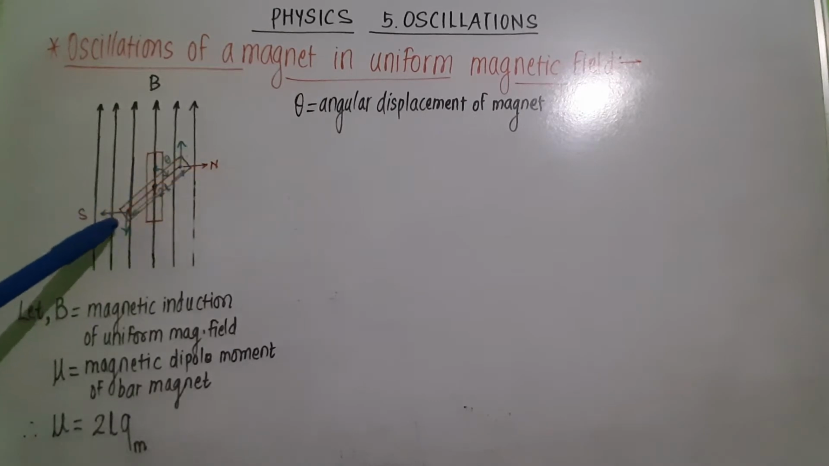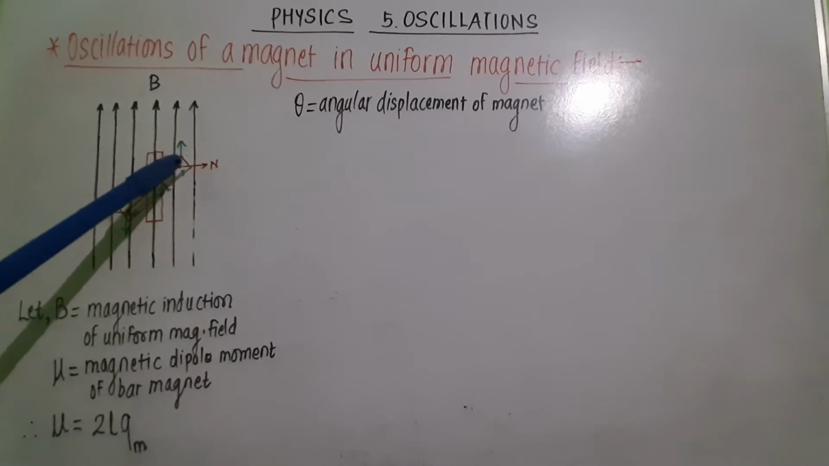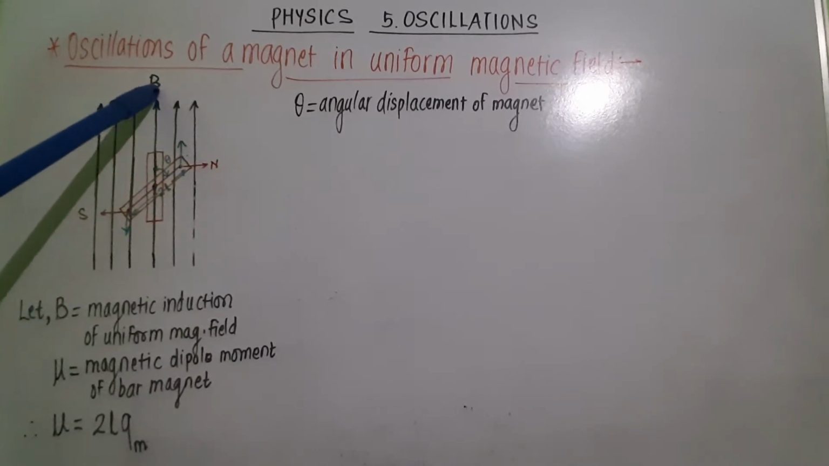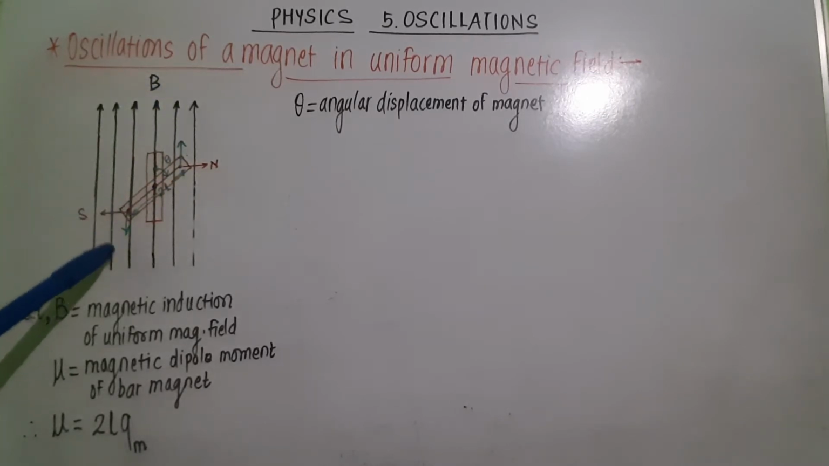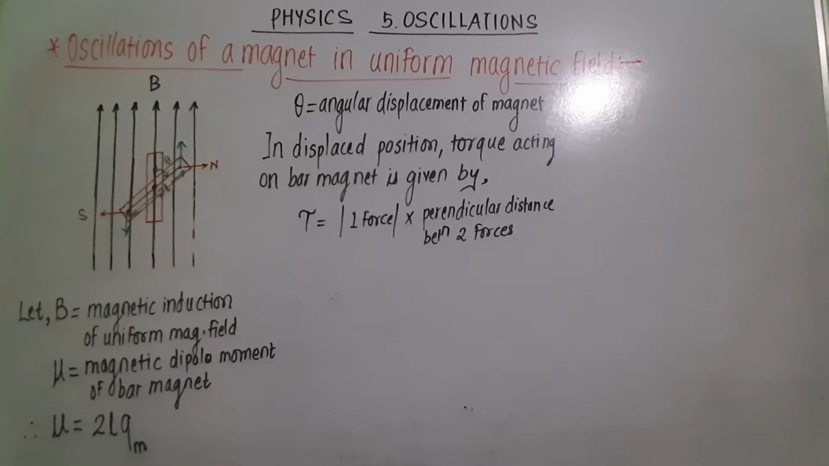In this displaced position of the magnet, two forces are acting on it. One is acting along the direction of magnetic induction and the second one is acting opposite to the direction of magnetic induction. These two equal forces, opposite in direction, form a couple and its value is given by torque. So we can write here the formula for torque acting on this bar magnet. Therefore, torque is equal to the magnitude of one force into the perpendicular distance between the two forces.